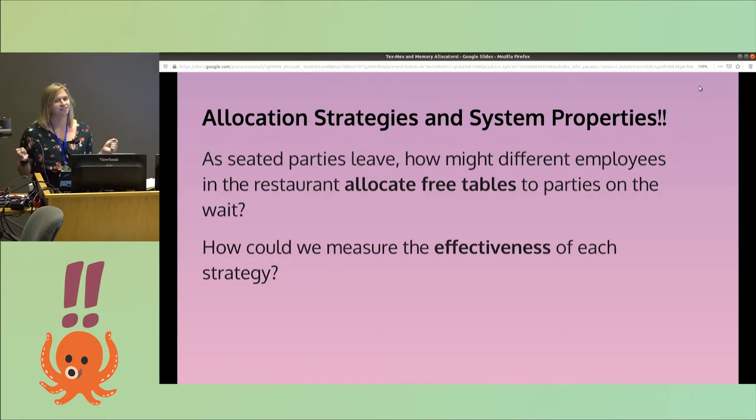So now we're getting to the good stuff. Allocation strategies and the properties of the system. So as seated parties leave, we have free tables. How do we allocate those free tables to parties on the wait? And how can we measure that effectiveness?